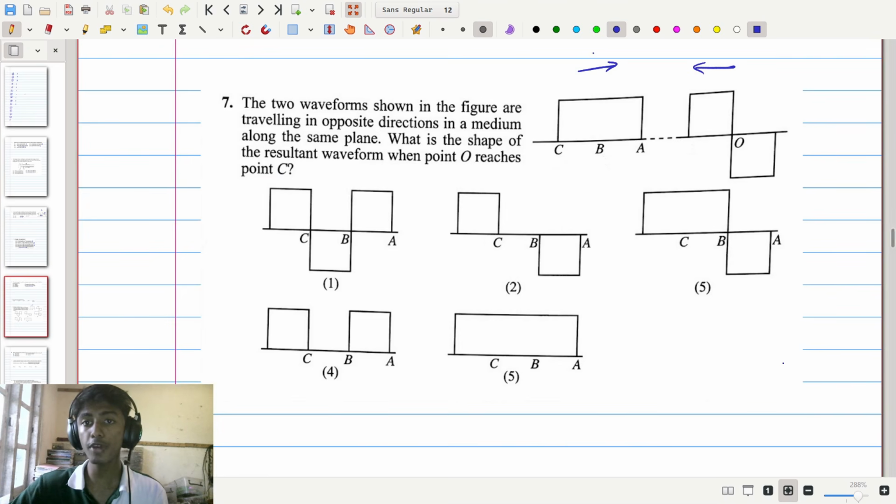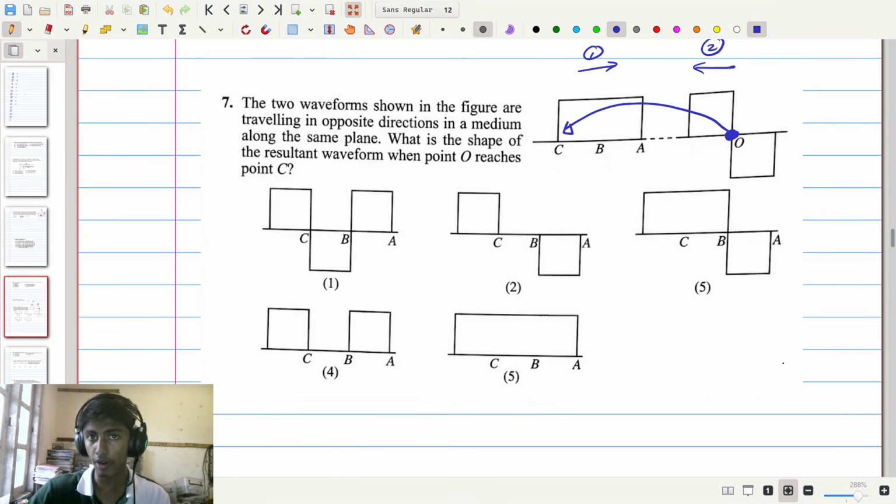Let's call the left waveform waveform 1 and the right waveform waveform 2. Now what they're saying is, the point O on waveform 2 will eventually superimpose with the point C on waveform 1. When that happens, what is the resultant waveform? To figure this out, let's take one of the waveforms and move it such that the point C and the point O are superimposed on each other.